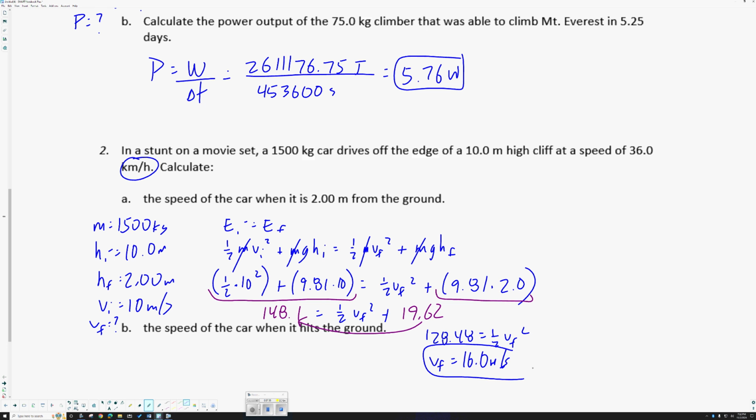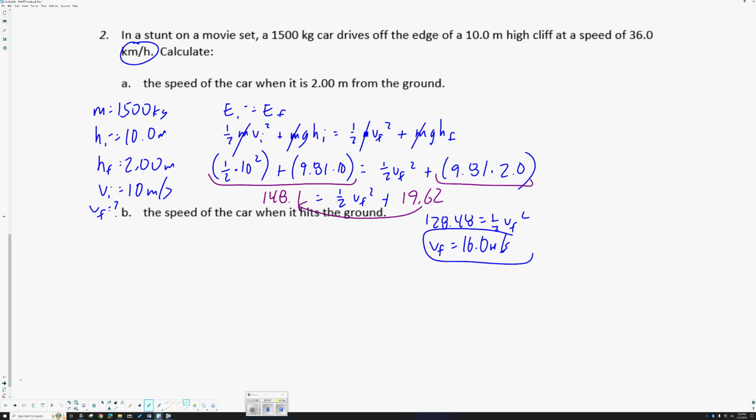And again, that seems reasonable. We started with a speed of 10 meters per second. When we're 2 meters from the ground, we have a speed of 16 meters per second. Of course, it's going to be faster. B, the speed of the car when it hits the ground, not much different. We should expect a little bit more than 16. Probably not much. It's not falling that much further.